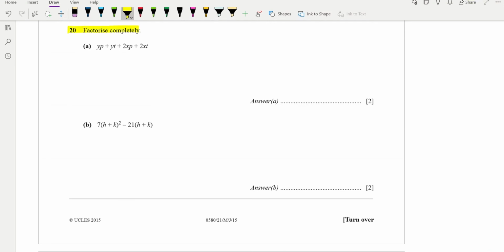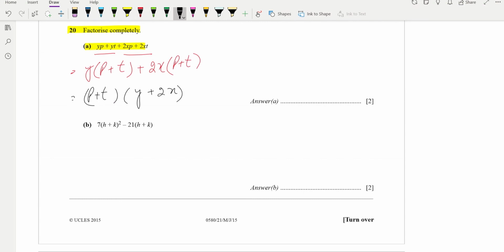Question number 20, factorize completely. This is the expression given, and we can take pairs, basically this pair and the second pair. So from the first pair we can take y common, so inside will be p plus t, and from the second pair we can take 2x common, so inside will be p plus t. And now we can take p plus t common, inside remaining will be y plus 2x, and that's all. This will be our answer, p plus t, and the second one will be y plus 2x or 2x plus y.